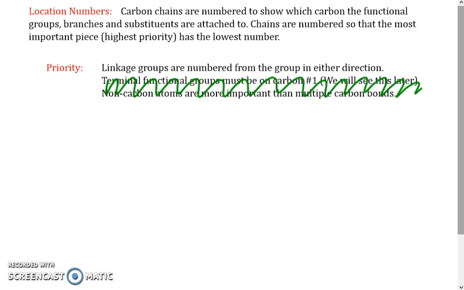Okay, now linkage groups can be numbered in any direction. What you're ultimately looking to do is make the side groups that are attached have the lowest numbers. Now let's talk about some examples here.